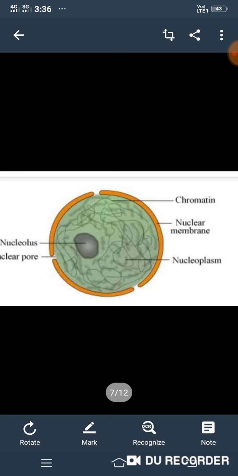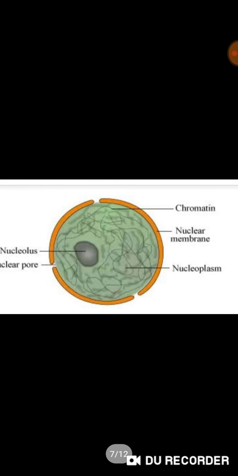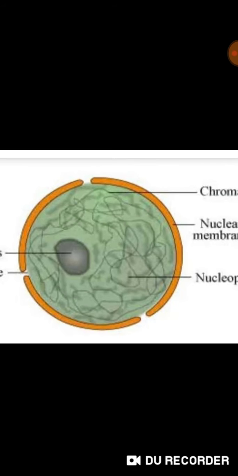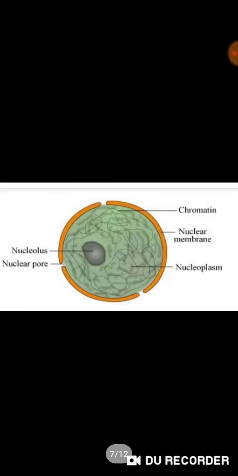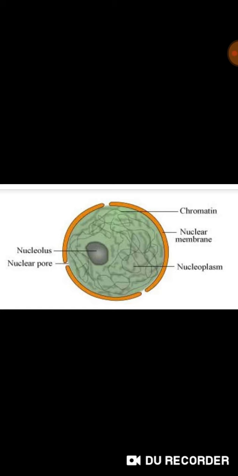Now another one is nuclear membrane. The nucleus is surrounded by an outer covering layer which is called nuclear membrane. You can see here the nuclear membrane. It is the outer covering layer of the nucleus. And after nuclear membrane, nucleolus. Nucleolus is a small spherical structure which is present inside the nucleus.